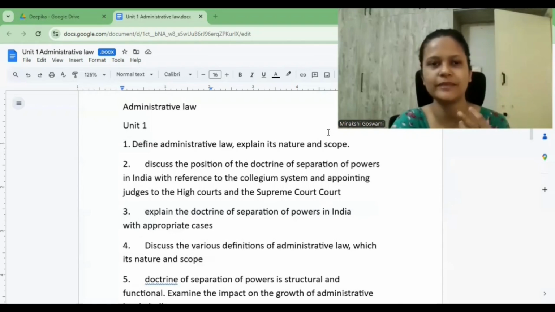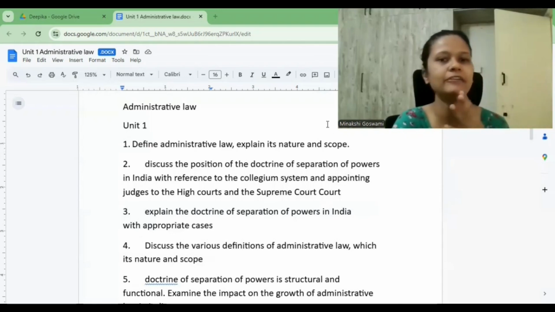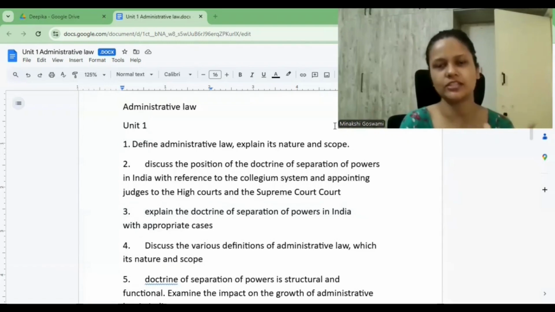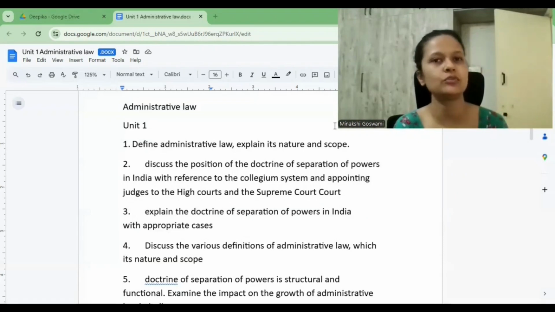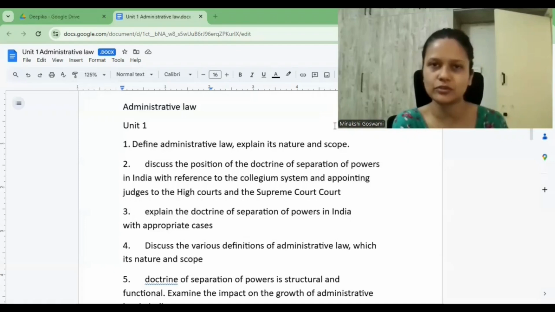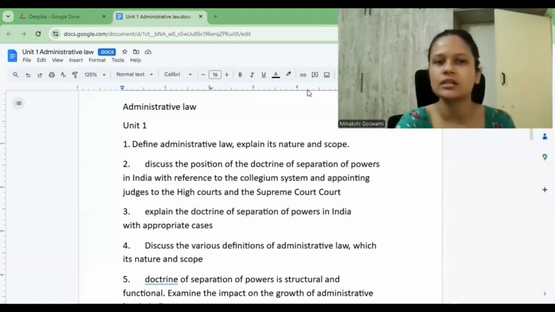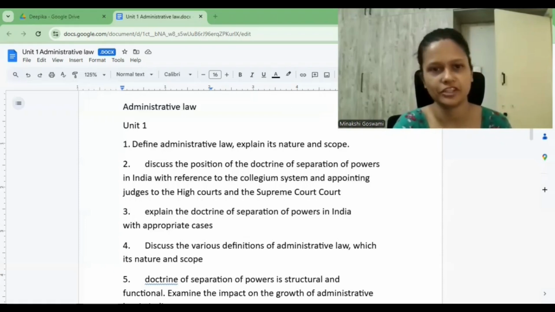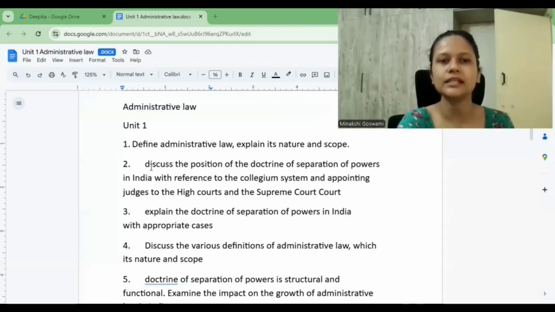So the first unit is basically like an introductory part, and from there you can expect a question related to the nature, scope, etc. or definitions of administrative law. You can always study 2, 3, or 4 definitions, and you can make use of these if there is a direct question on definition, and otherwise, also, if there is a question on nature and scope, there also somehow you can fit in the definition as well.